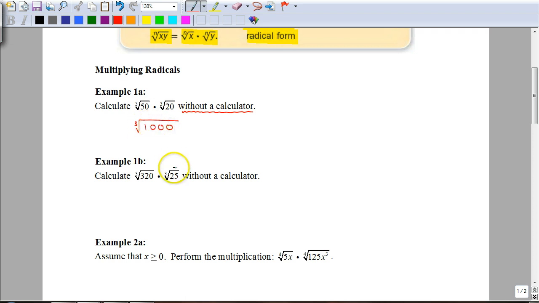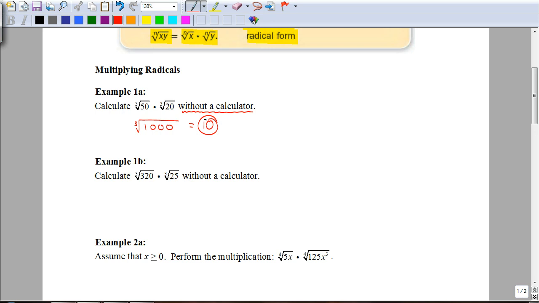So remember what the cube root of 1,000 is asking us. It's saying what times itself 3 times would give me 1,000, which I can do in my head. 10 times 10 is 100, and 100 times 10 would be 1,000. So 10 cubed would be 1,000, so my answer is 10, because 10 times itself 3 times would give me 1,000. I just did that without a calculator.